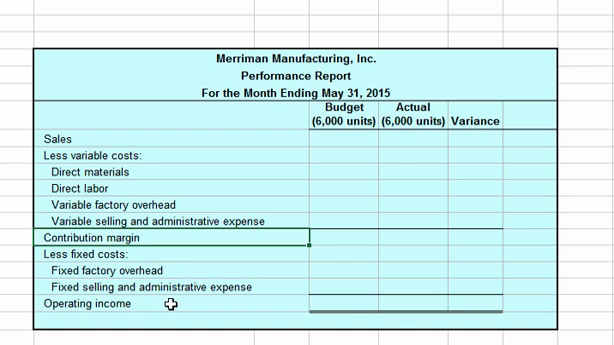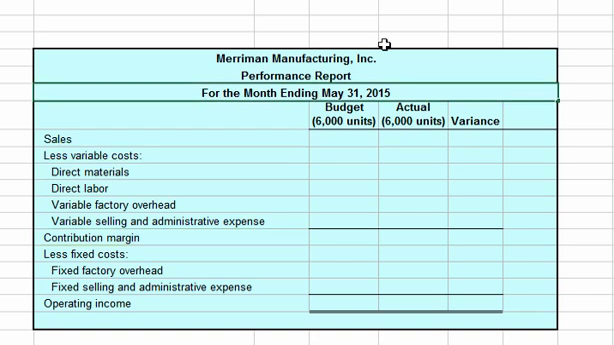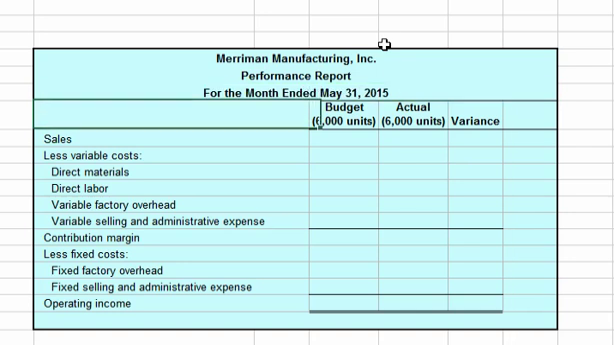Okay, so the numbers we have in this column will be our budget for the month of May, and then we're going to compare that to our actual numbers for May and get a variance. And since we do have the actual numbers and the month has ended, I'm going to say ended here, because if we have the actual numbers for May, the month must be over.